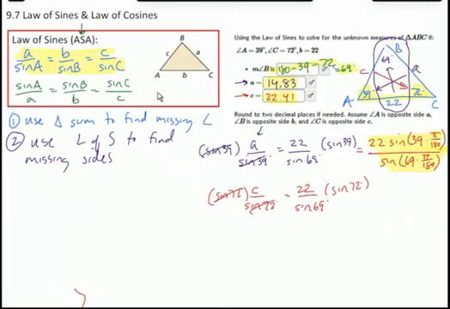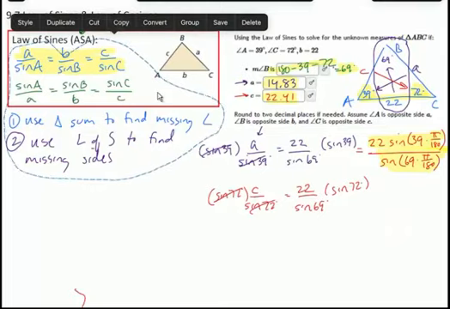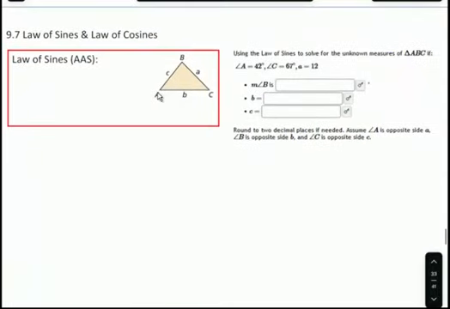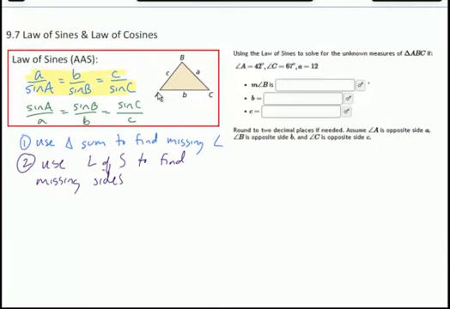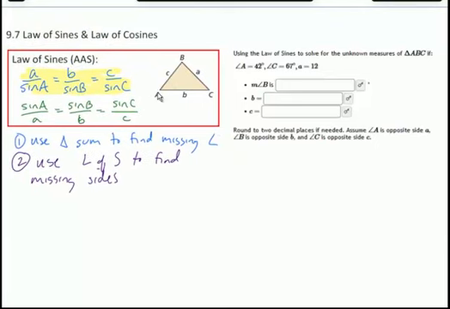All right, so on your quizzes and tests, you're going to get either this form, the ASA pattern, or you're going to get the form on the next slide, which is AAS, and that's solved the exact same way. So I'm going to copy the steps here. And I want you to try this one here on your own, please. Okay. Can you find all three missing pieces of information for this triangle, based on the law of sines?